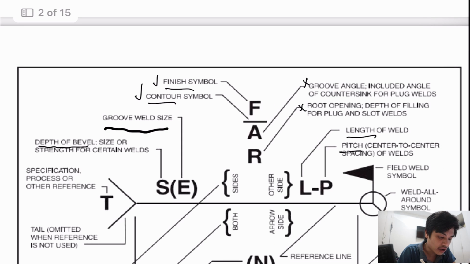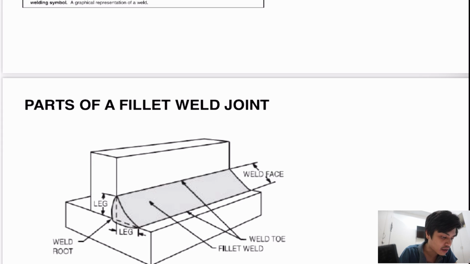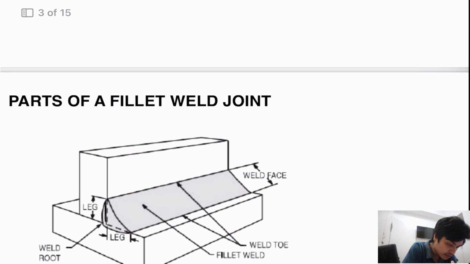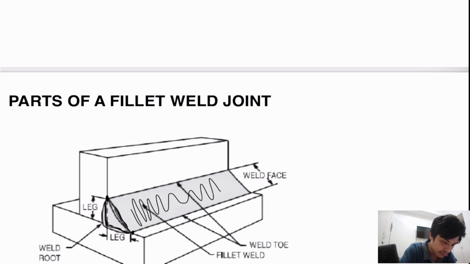Now, you have a general idea of what constitutes a fillet weld. Now, let's discuss the parts of a fillet weld joint. As you can see here, we have the legs, and the tip of the legs is called the weld toe. And then the bottom part of the leg is called the weld root. The isometric face that you see here is the weld face. This is the weld face.